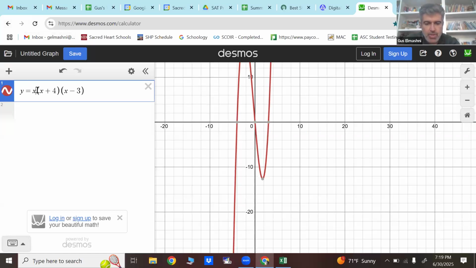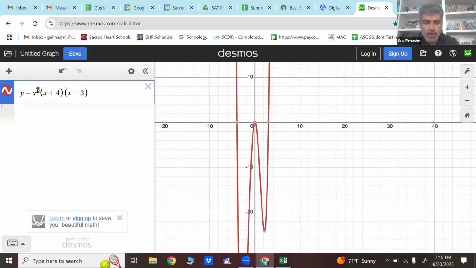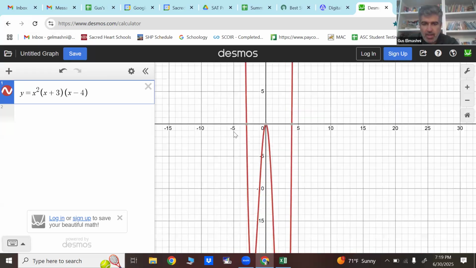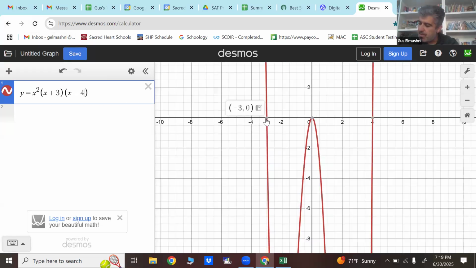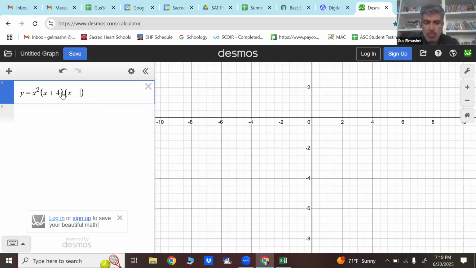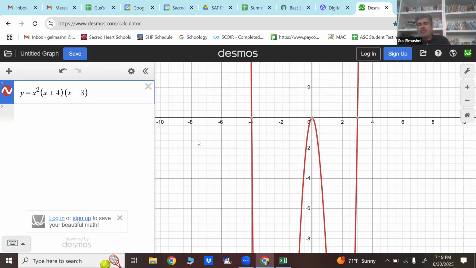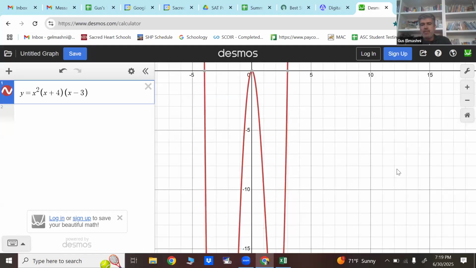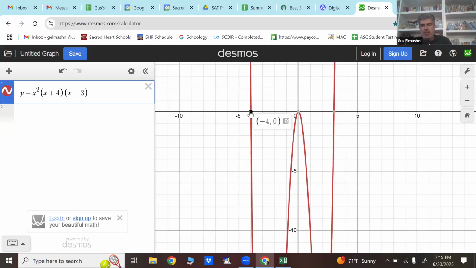If you want to make it squared, hit shift 6. Squared. X plus 3, x minus 4 gets better. It's crossing at -4. Nope, it's crossing at -3. So let's do a reverse. X plus 4. So notice I'm using Desmos, plugging in each equation. Now that's better. I know it doesn't quite look right because the way it's formatted is kind of funny, but it's crossing at -4, bouncing at 0, and crossing at 3.